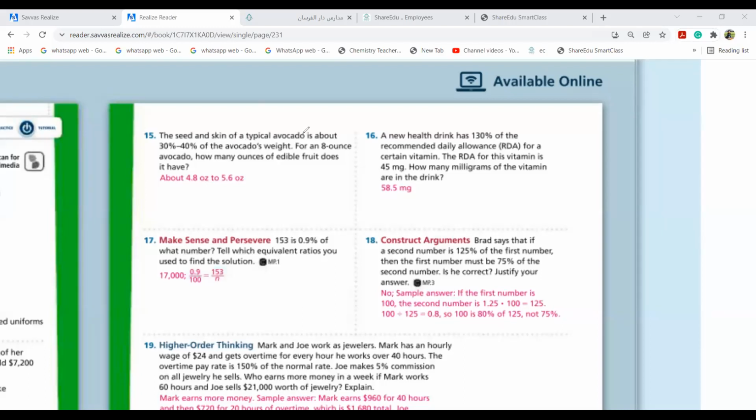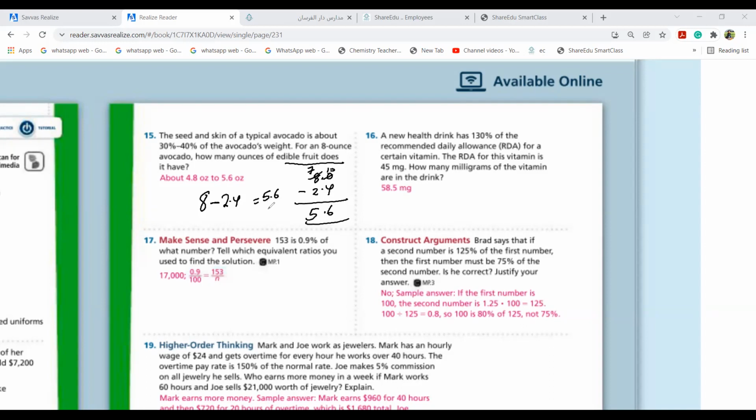The seed and skin of a typical avocado is about 30% of its weight. For an 8 ounce avocado, how many ounces of edible fruit does it have? Now tell me, in 8 ounces, if I remove 30%, how much is it? 8 minus what? 30%, how much did you get before? 2.4. When I subtract 8.0 minus 2.4, what do I get? 5.6. Yes, see? Your answer is 5.6, right?